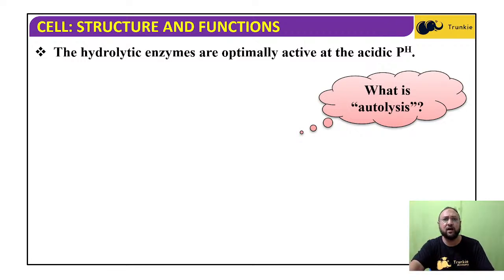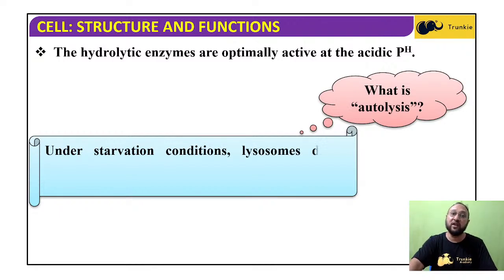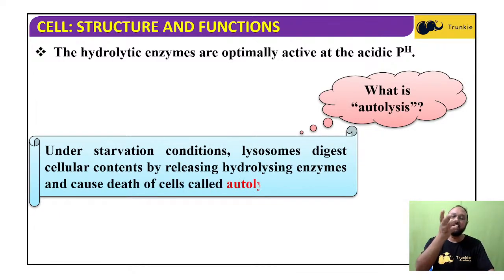Now the question comes, what is autolysis? Lysosomes are called suicidal bags of the cell, because when they burst and liberate their content, the whole cell is digested. Under starvation conditions, lysosomes digest cellular contents by releasing hydrolyzing enzymes and cause death of the cells. This is called autolysis, and this is an important thing. What is autolysis? Causing the death of the cell by liberating the enzymes present in the lysosomes.